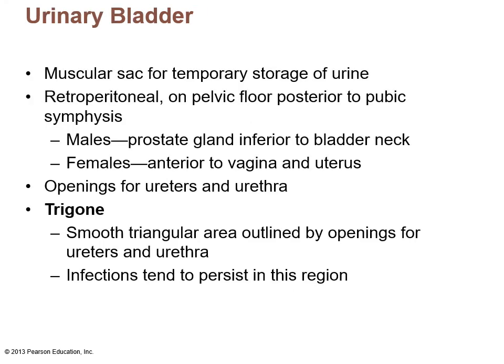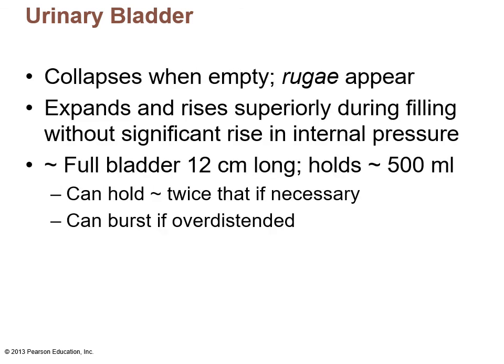The urinary bladder is a muscular sac for temporary storage of urine. It's in a retroperitoneal position on the pelvic floor, posterior to the pubic symphysis. Males have the prostate gland inferior to the neck of the bladder, and in females, it's anterior to the vagina and the uterus. It contains openings for the ureters and the urethra. The trigone is a triangular area that marks where the openings for the ureters and the urethra come together at the bottom of the bladder. This area is important because infections tend to persist in this region.